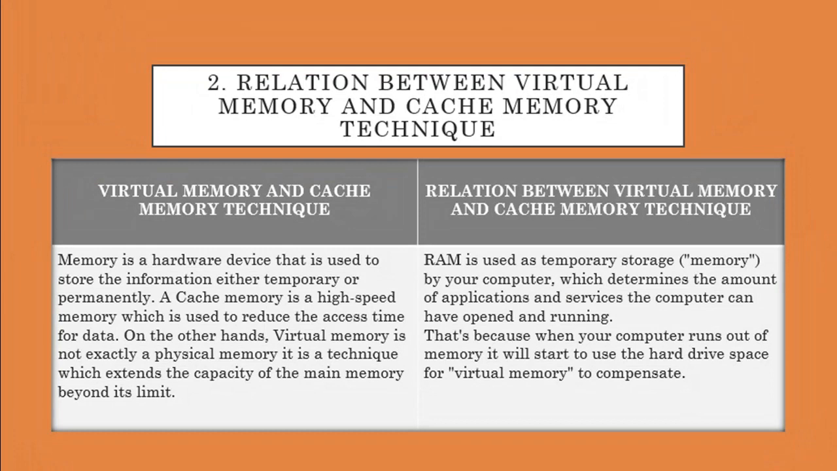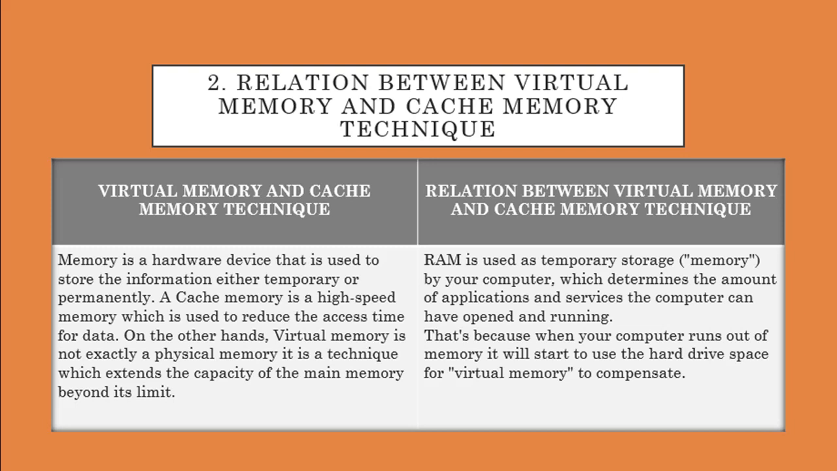So, virtual memory and cache memory technique. Memory is a hardware device that is used to store information either temporarily or permanently, as we know. A cache memory is a high-speed memory which is used to reduce the access time for data. On the other hand, virtual memory is not exactly a physical memory. It is a technique which extends the capacity of the main memory beyond its limit.